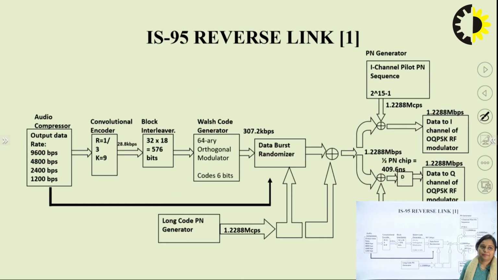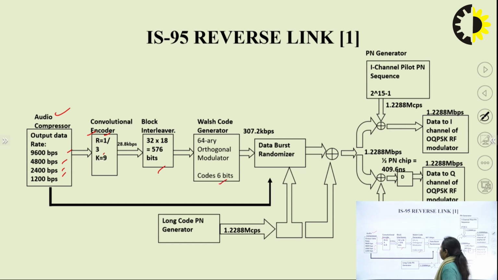So, this is the main block diagram associated with the reverse channel. Now, you can see again that this is an audio compressor which is going to produce data at different data rates, like 9600 bits per second, 4800, and so on. This is applied to a convolutional encoder. In the case of the convolutional encoder, the rate is the number of input bits divided by the number of output bits. Now it is applied to a block interleaver, which has 576 bits. Then it is applied to the Walsh code generator.